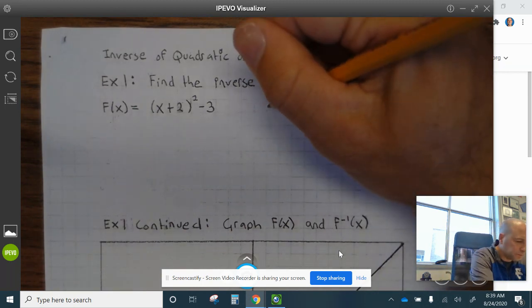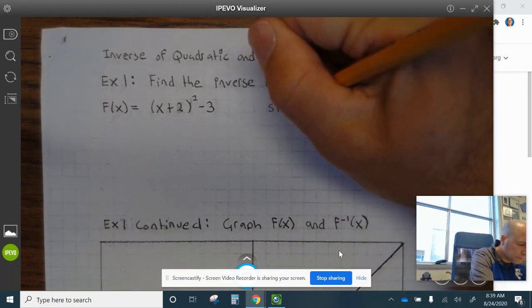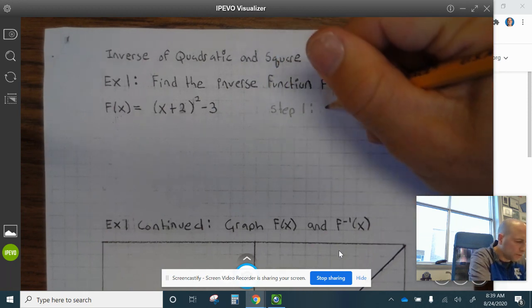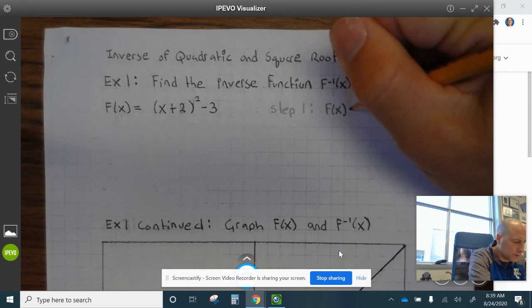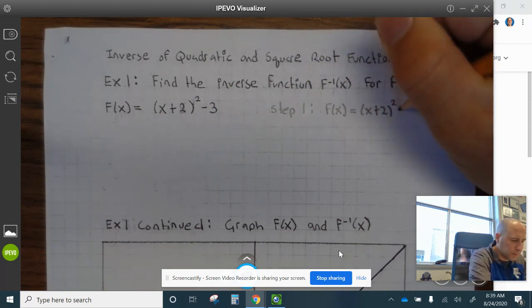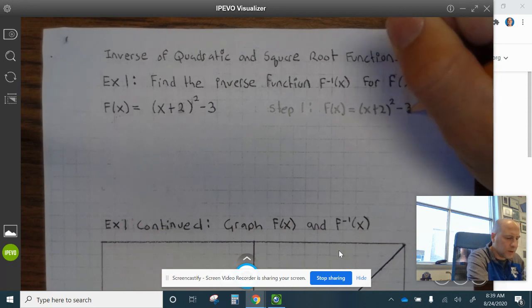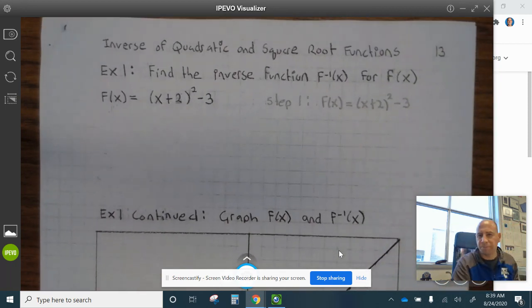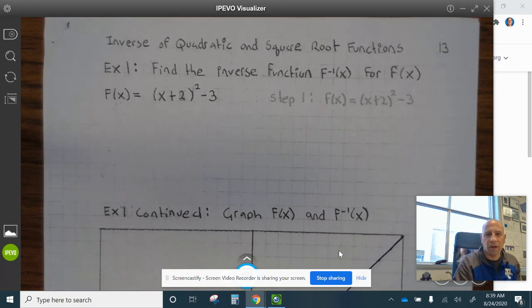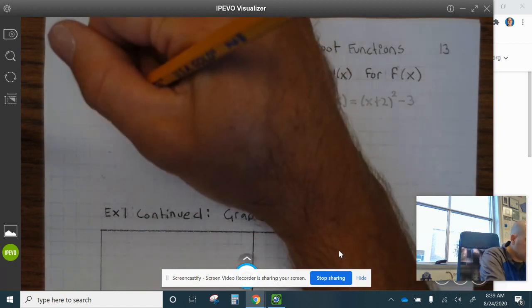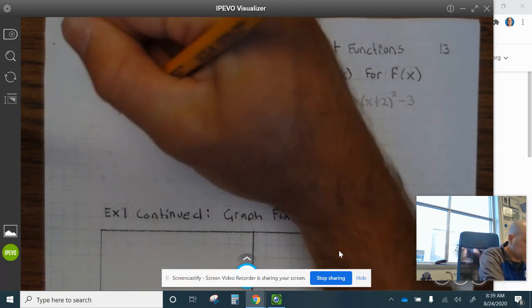So step 1 is really just to identify the functions. We have f of x equals (x + 2) squared minus 3. It's really just looking at identifying that it's a quadratic parent function and that it's going to have some transformations, okay? All right, so step 2, you're going to change f of x to y.